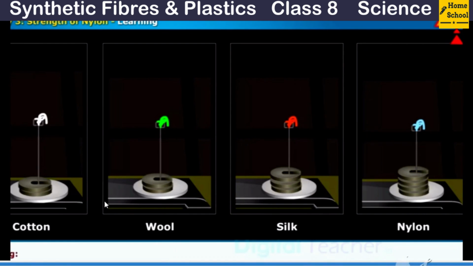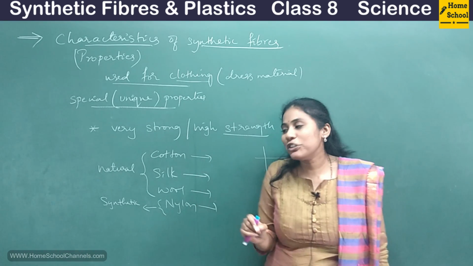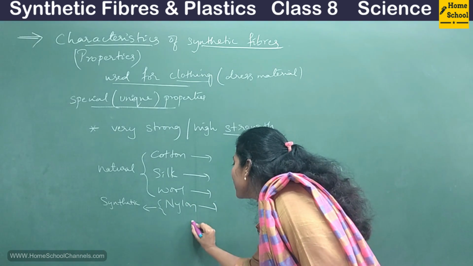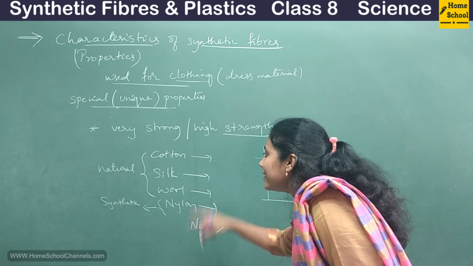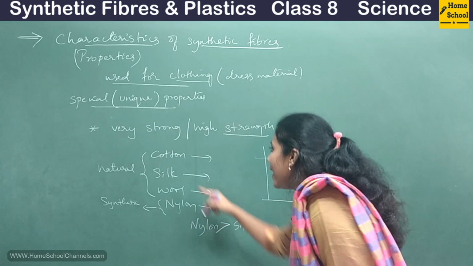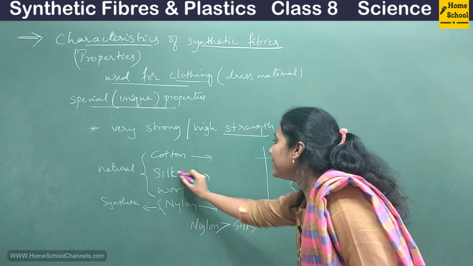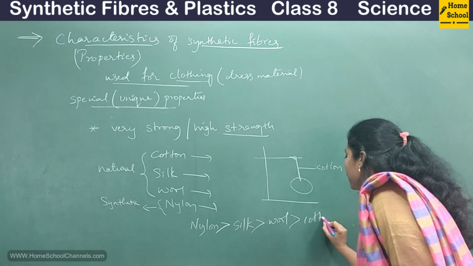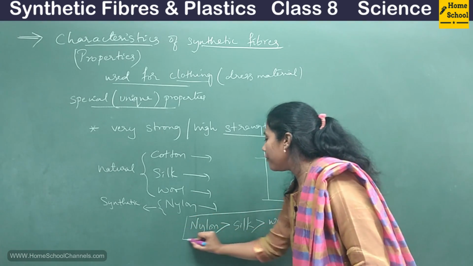So that's all about this activity, guys. Hope you enjoyed it. You must have enjoyed the visual, and now you got to know which is stronger, isn't it? So definitely nylon. So I'll write the order here. Nylon is stronger than silk, right? Among the natural fibers, silk is stronger. After that comes your wool and then cotton. So this is the order of strength of different fibers.